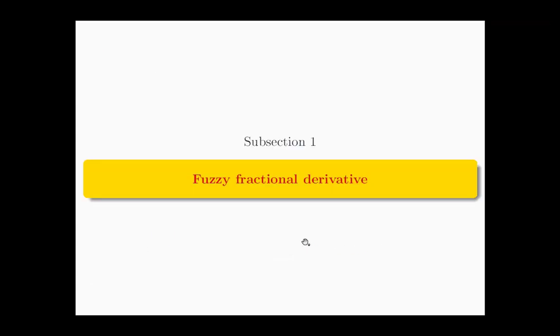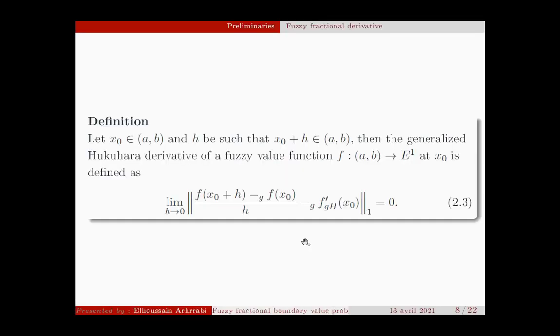Let's move to the first subsection in which we will talk about the fuzzy fractional derivative. So the first definition: let x0 in (a, b) and h be such that x0 plus h is in (a, b), then the generalized Hukuhara derivative of the fuzzy valued function f at x0 is given by formula 2.3.